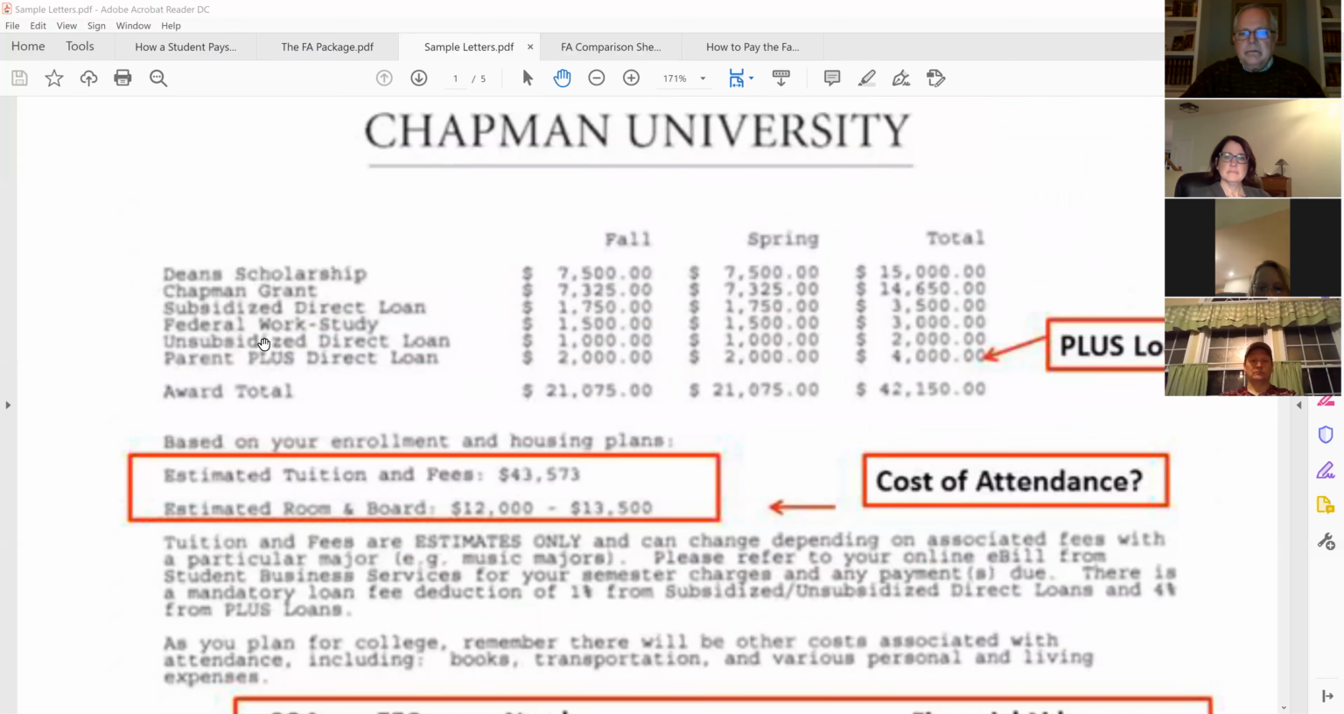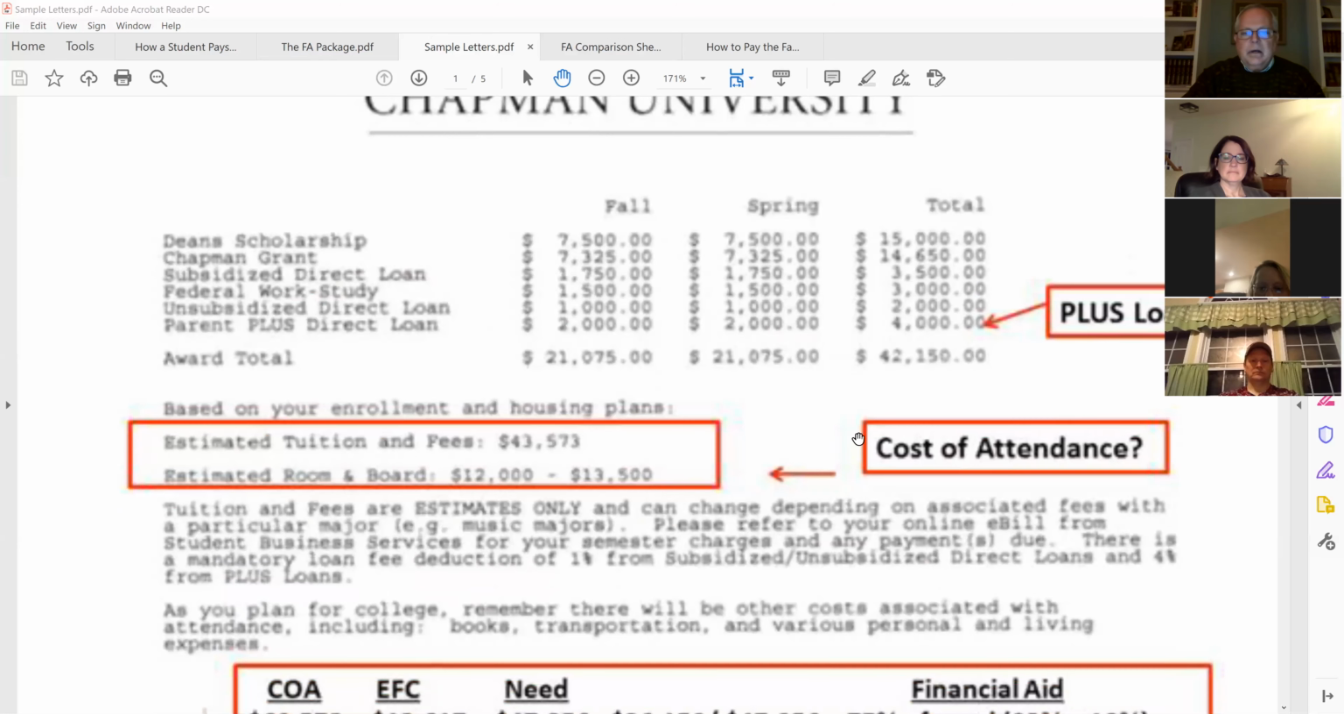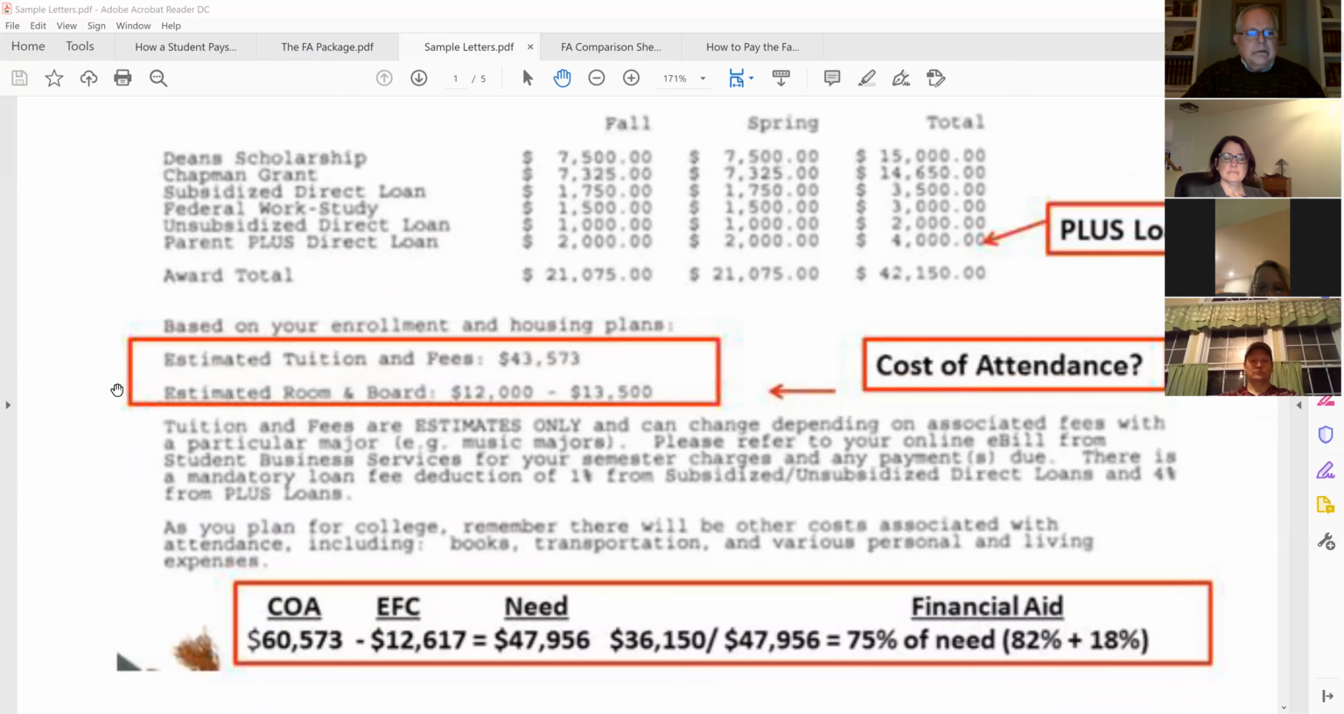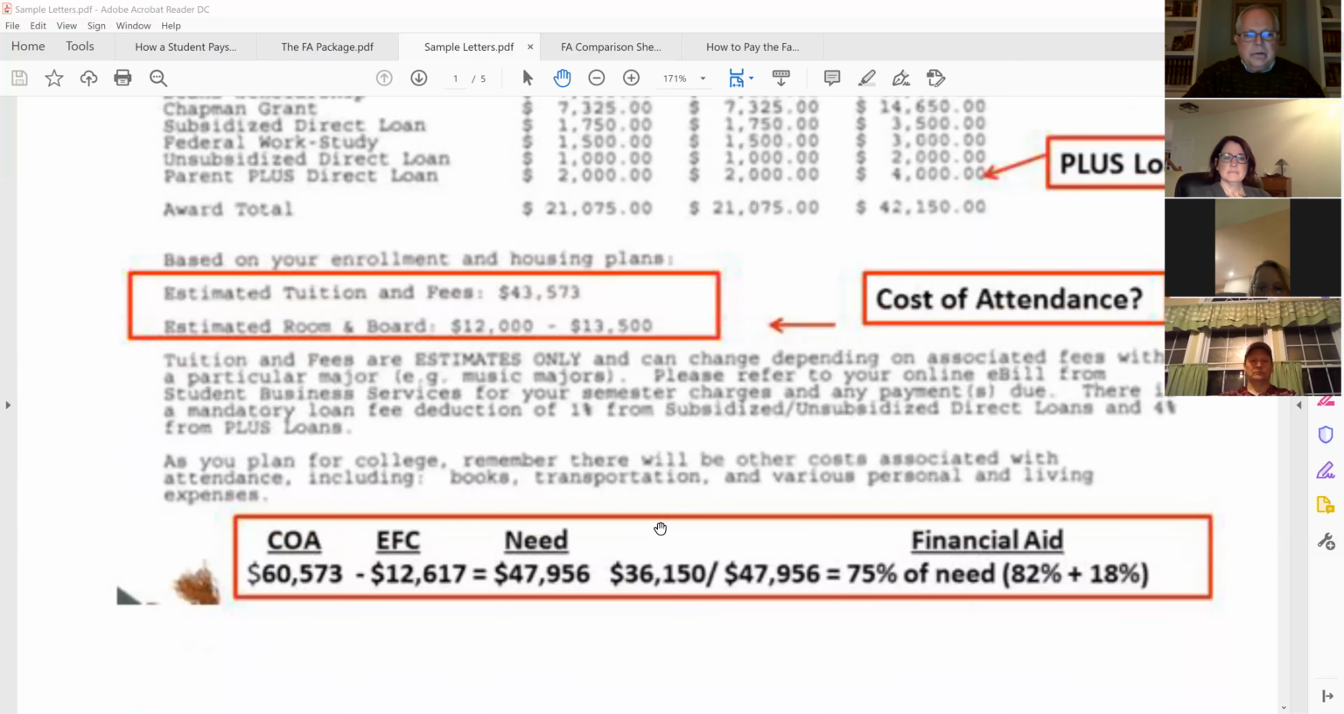And this one, again, this is Chapman. All right. So again, they point out here, I had kind of highlighted some of the parent PLUS loan. Again, the parent loan is included here. Again, they've commingled everything here at Chapman. They've done the cost of attendance calculation for you.